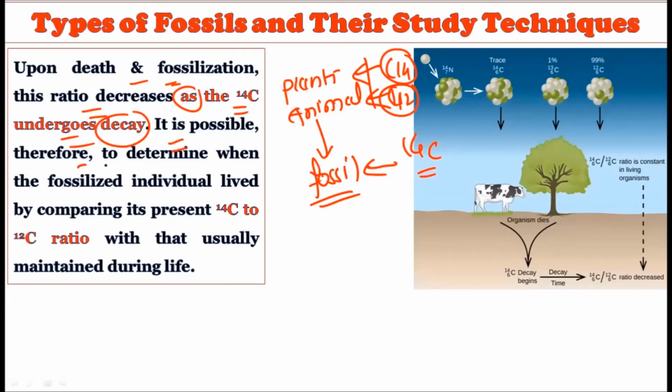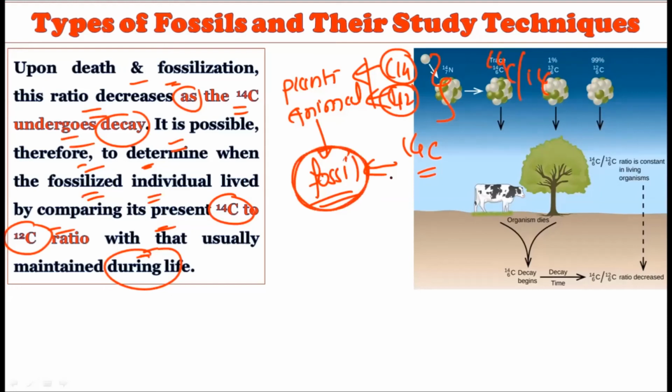It is possible, therefore, to determine when the fossilized individual lived by comparing its C14 and C12 ratio with that naturally maintained during life. Because during life, we know they have a constant C14 to C12 ratio, and now they got converted into the fossil, and now the C14 is getting decayed. That is, C14 will be consumed over a period of time, and the new ratio when compared with the original constant ratio, you can actually calculate the age of that fossil.